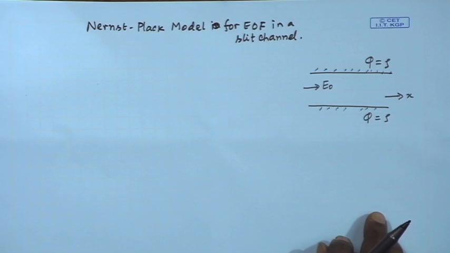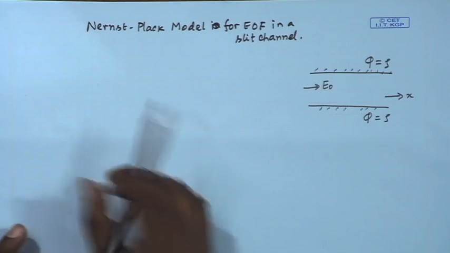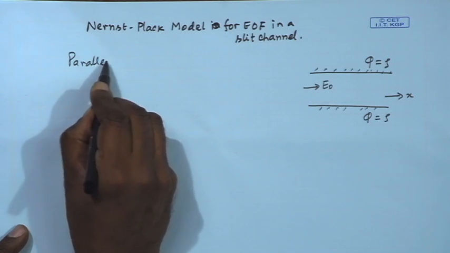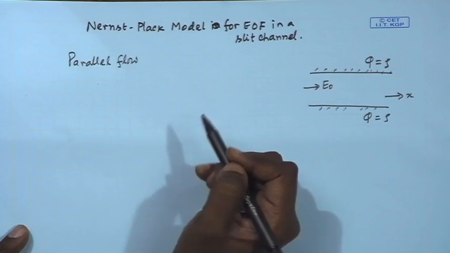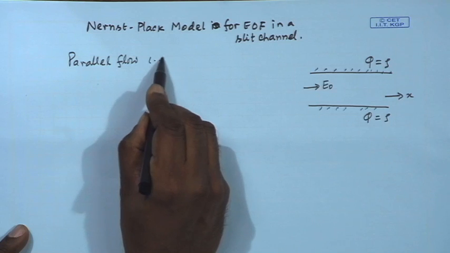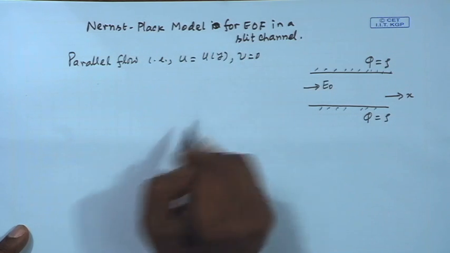Of course, we can switch to some other case also. That means we can have a different zeta potential. That change, that switch over, is not a very big amount of trouble. So, we are considering a parallel flow. Of course, u is a function of y and v is 0.